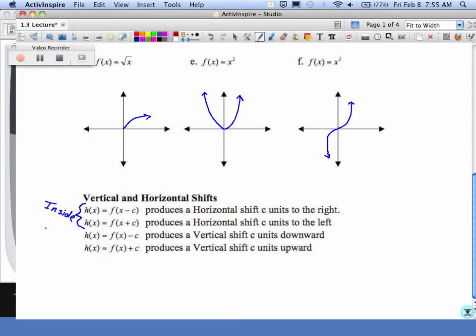The last two are the plus or minus c is outside the function. Our textbook, if you work out of the textbook, tends to take the constant that would normally be sitting at the end, and they bring it to the front of the function. So the idea is if it's some number that can go at the beginning or the end, that's a vertical shift.